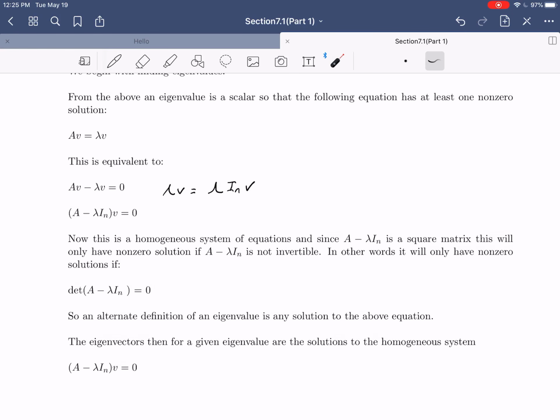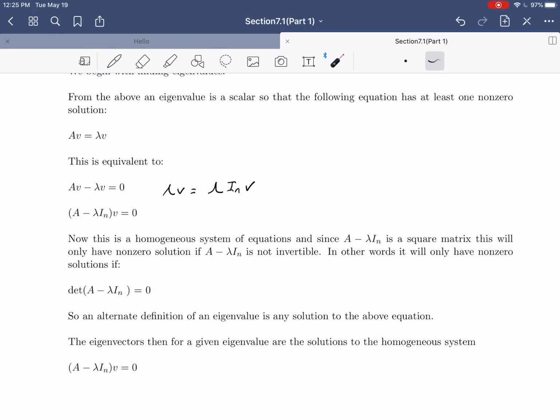So now we've seen how that definition you guys were exposed to in Chapter 3 is the same as the definition that we're giving here. So this gives us an alternate definition of an eigenvalue. An alternate definition of an eigenvalue, besides being one that has those non-zero solutions, is anything that makes the determinant of A minus lambda I_n equal to 0. The eigenvectors, then, for that given eigenvalue are the solutions to that homogeneous system of linear equations back up here. So any of those non-zero v would be the eigenvectors.